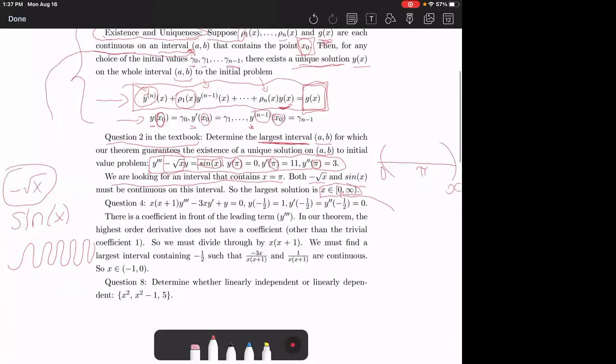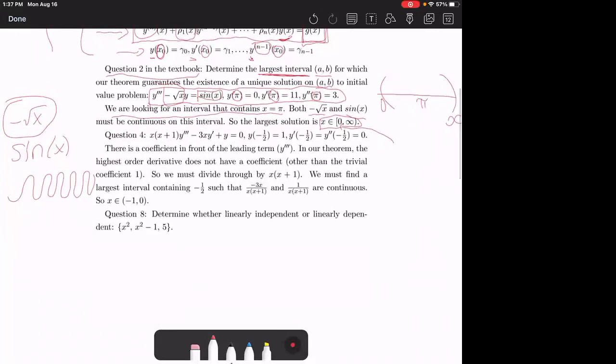Okay, question 4. Same thing, we've just been given a different problem. And now there is an important first step here. There is a coefficient in front of the leading term, y triple prime. In our theorem, the highest order derivative does not have a coefficient other than the trivial coefficient 1. So we must divide through by this coefficient x times x plus 1. So we're going to divide the entire equation by x times x plus 1.